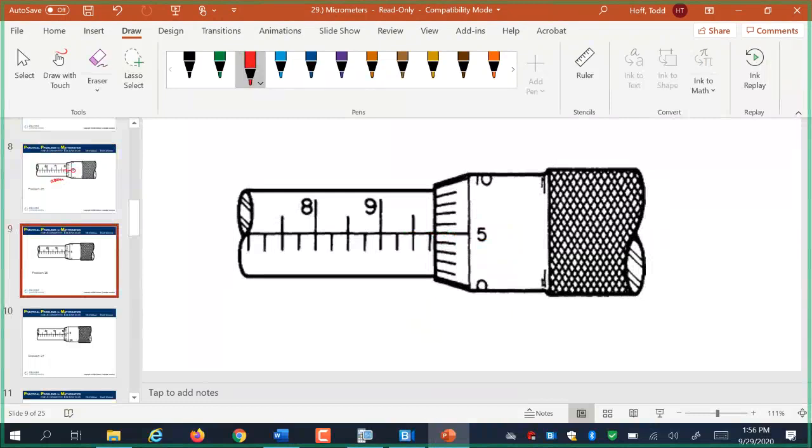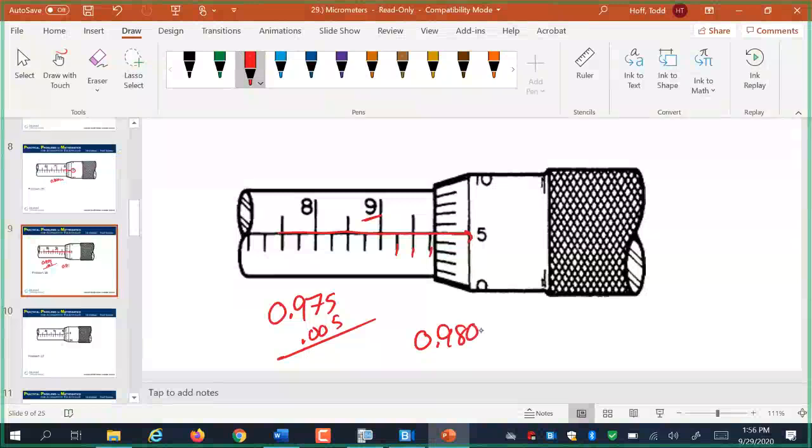This one we have 9/10, so that's 0.9, 25, 50, 75, so 0.975. And then what lines up on the thimble? 5. So that's another 5 thousandths that we add to that. So that's 0.980 inches.